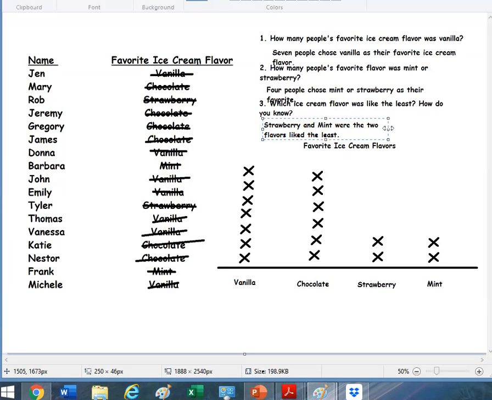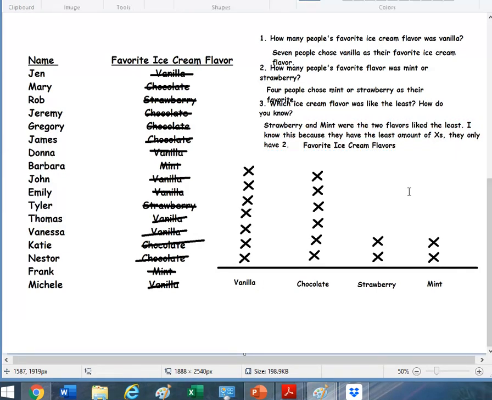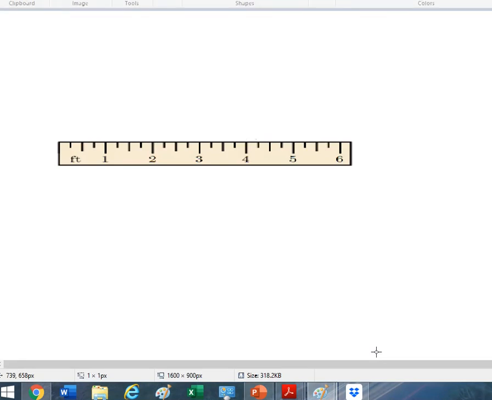But did I answer both of my questions? I did not. So now I need to answer my second question. I know this because they have the least amount of X's. They only have 2. So those are some types of questions that you might see when you are making a line plot like I did here. It's the same thing. You're just counting the frequency of each one of the flavors, or each one of the numbers.